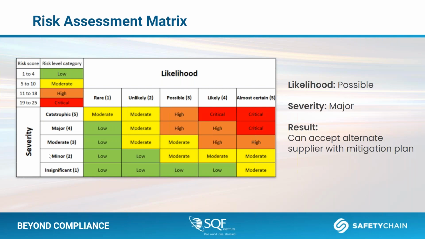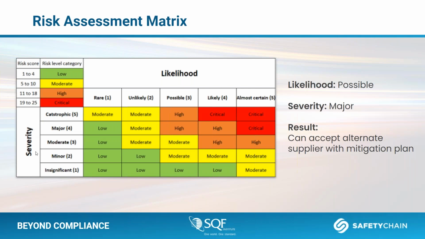If they're a critical, then my answer would be no. I'm not going to use that alternate supplier because they fell in the critical risk level. If they're moderate, maybe I'll accept them with a different mitigation plan. So maybe I'm looking for a certificate of analysis that comes in with every shipment that has certain testing that's been done. And if they're low risk, then maybe I accept them with no mitigation plan. So that would be something that you would identify once you start that risk assessment process.